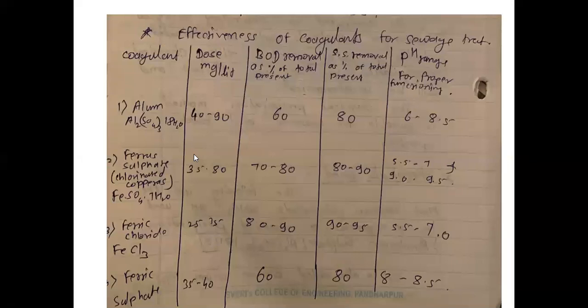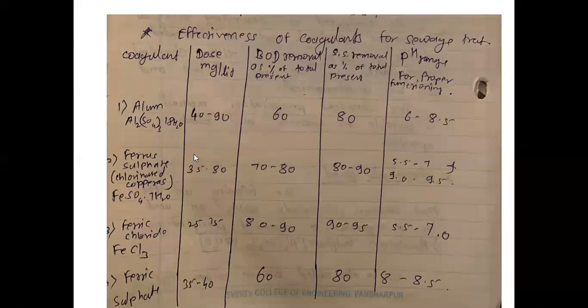Okay, then the second one is ferrous sulfate, also called chlorinated copperas. FeSO4·7H2O is the chemical formula for ferrous sulfate, and the dose can be applied in the range of 35 to 80 milligram per liter. It helps to remove 70 to 80% of BOD and 80 to 90% of suspended solids present in sewage.